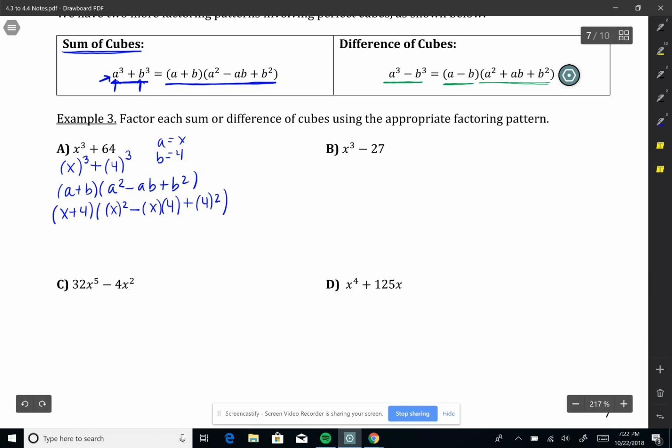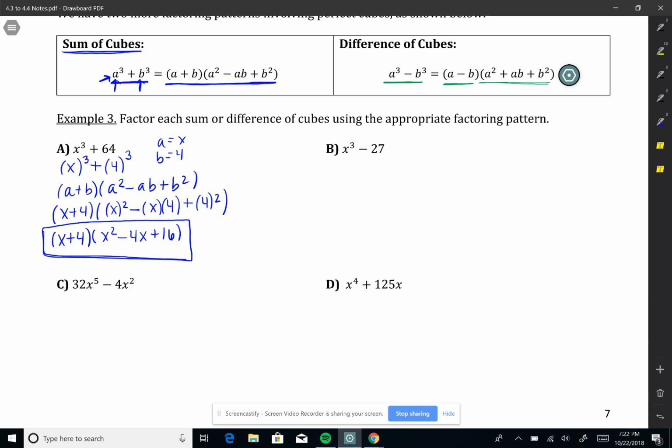Now, obviously, I can simplify this, and we always want to simplify as far as we can. So let's simplify what we can. The first, x plus 4, nothing can be done, so that is x plus 4. But x in parentheses squared is equivalent to just x squared. And then x times 4, we would write as 4x. We're going to write minus 4x. And then 4 squared is 16, so plus 16. And this is your final answer. Using the pattern, we have factored x cubed plus 64.